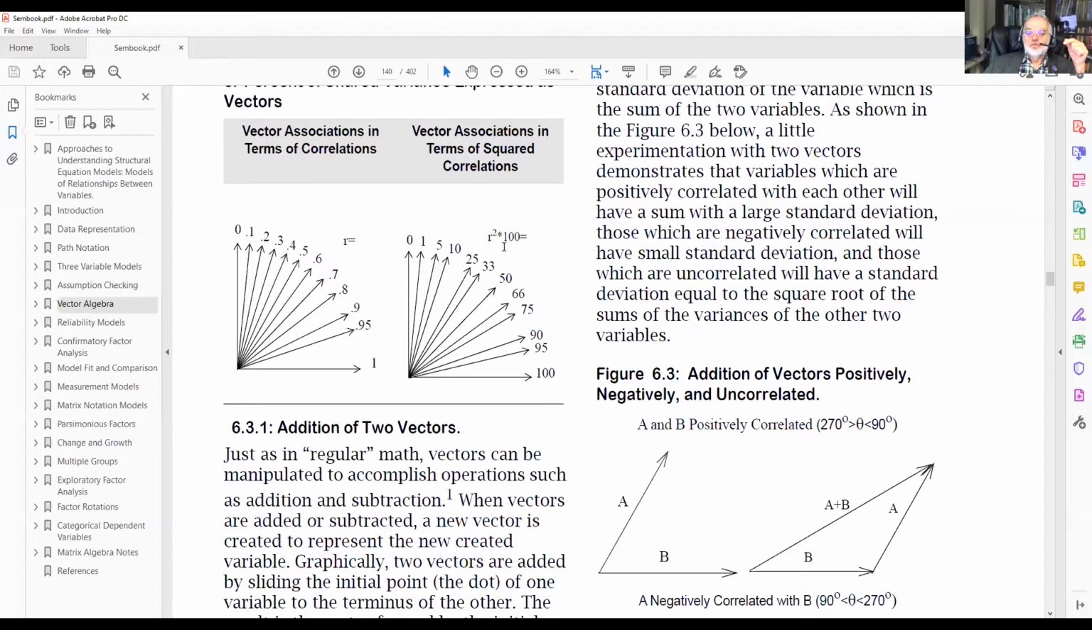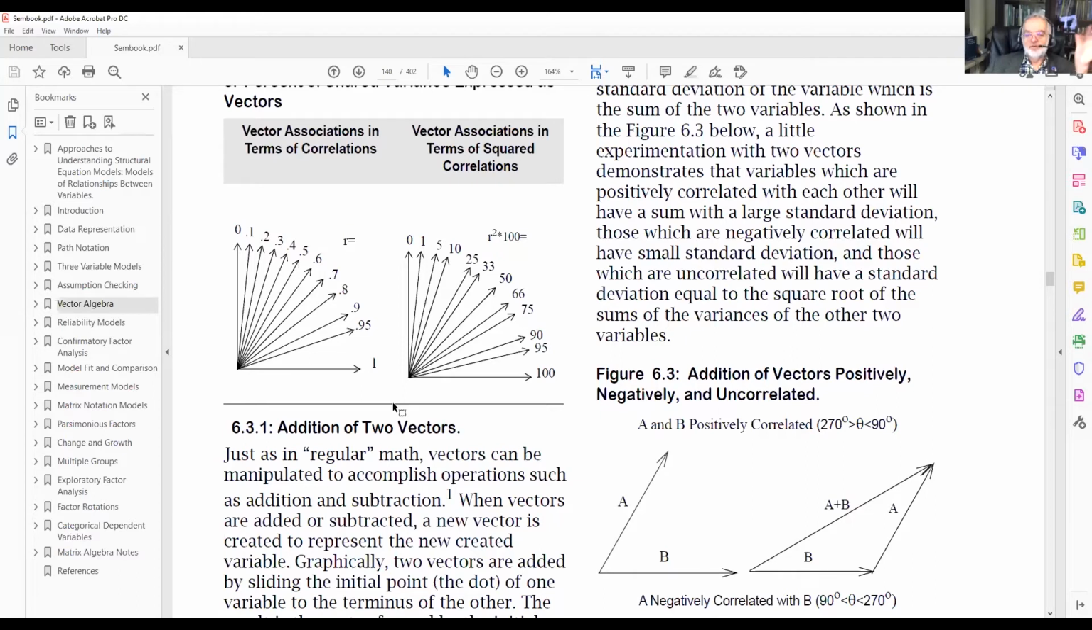And as I mentioned before, if two variables are negatively correlated, they're simply pointing in opposite directions. So if two variables are correlated -1, you'll see an arrow pointing here, and going over here to the left will be the other vector. That makes sense so far? Okay, so that gives us the strength of the association.